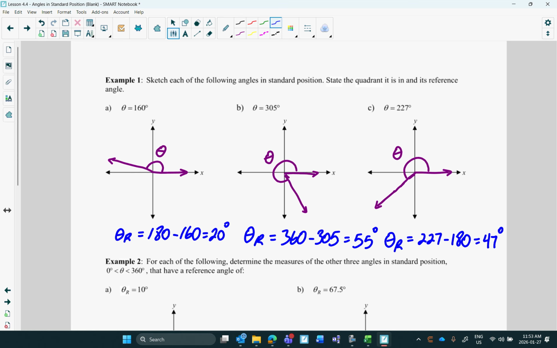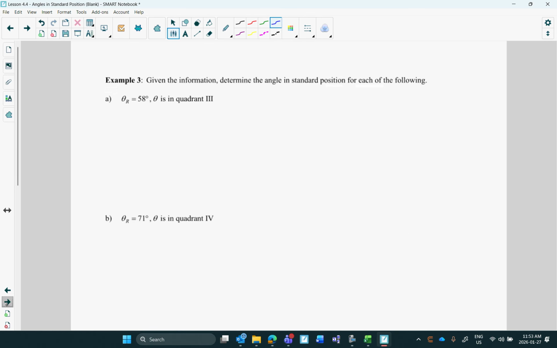I'm not going to worry about example 2. Example 3 is better. I always leave enough space in case you want to sketch it. You don't have to sketch the angle unless you're specifically asked to do so, but I would say at this early stage, I would sketch it.